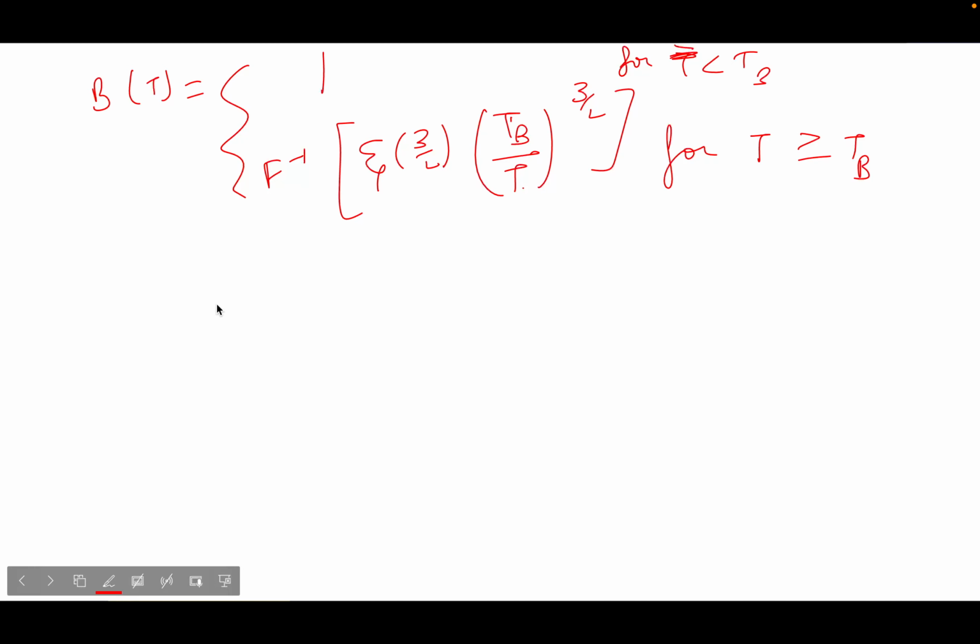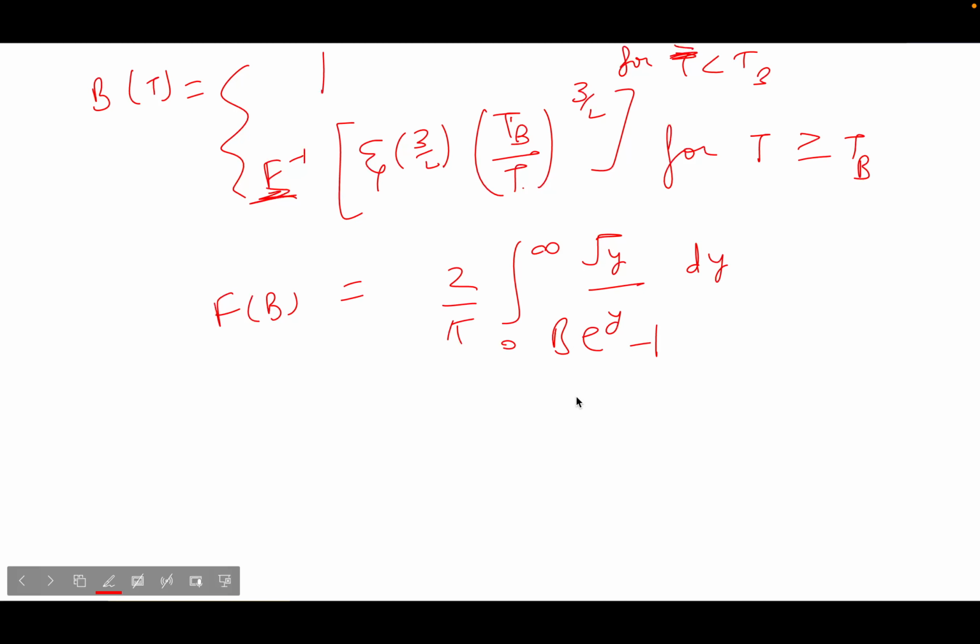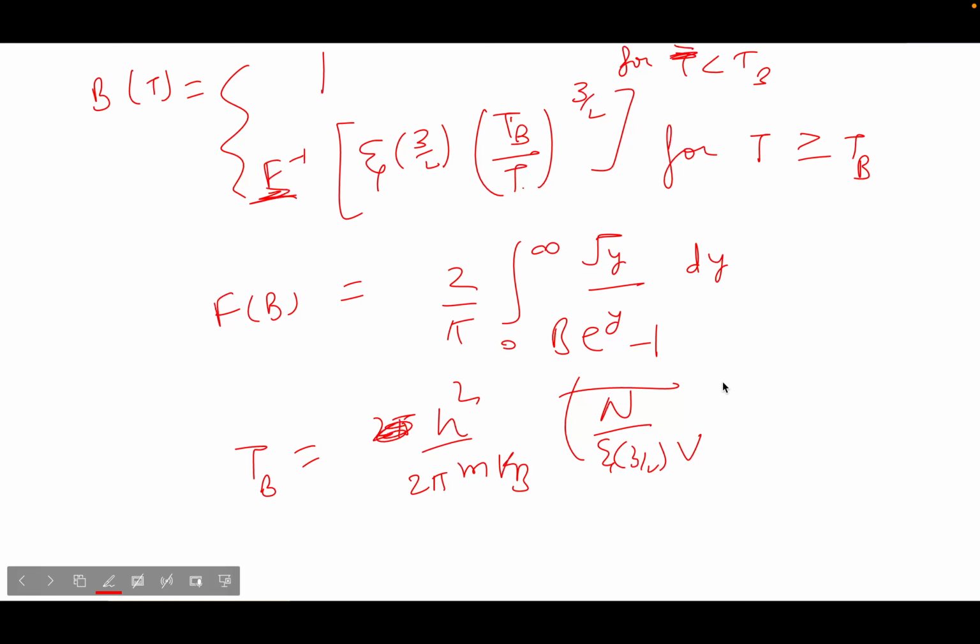Now for this F inverse, F is equal to 2 by root pi, integral from 0 to infinity of root y divided by B e to the power y minus 1 dy. And T_B we know, T_B is the Bose temperature or critical temperature. This is equal to h square upon 2 pi m k_B, times n by zeta into V, to the power 2 by 3.